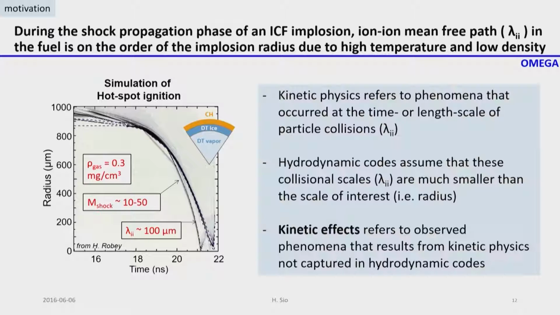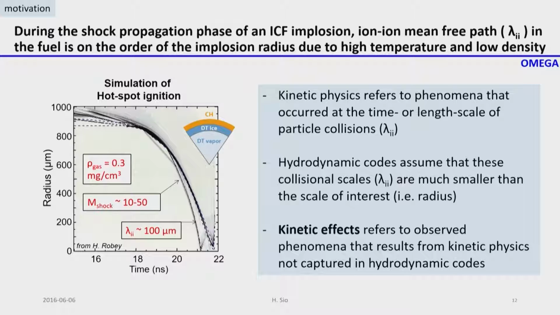So, some definitions that we'll use throughout this talk: kinetic physics refers to phenomena that happen at time or length scales that are of the particle collisions. So in our case, the collision time scale and length scale we are interested in is the lambda_ii. And hydrocodes assume that this collision length scale, lambda_ii, is much smaller than the scale of interest. That is, in this case, the radius of the capsule. And so this condition is generally not true at all during the shock phase.